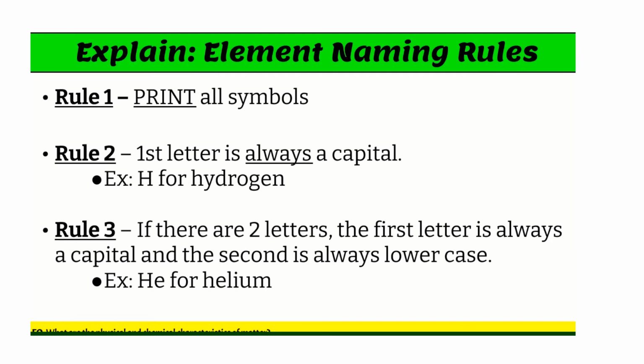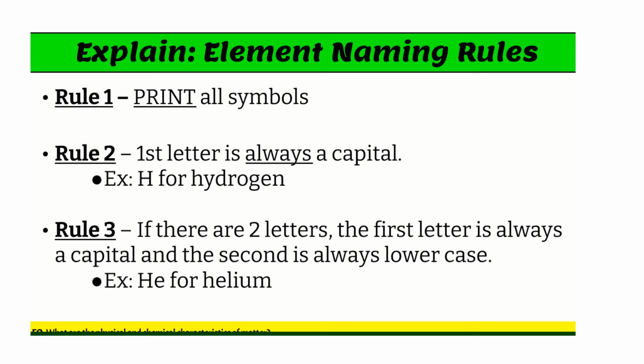Okay, there are specific rules for writing the symbols. So the first rule is that you always print the symbols. We don't write in cursive with the symbols, so we're going to print them. The second rule is that the first letter is always a capital. So our example here is that the capital H is for hydrogen. And notice that H is a capital. It's got to be a capital.